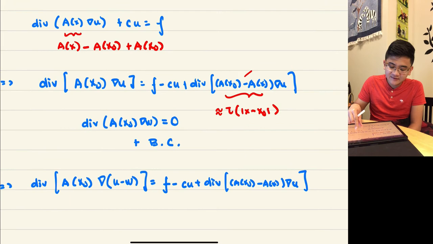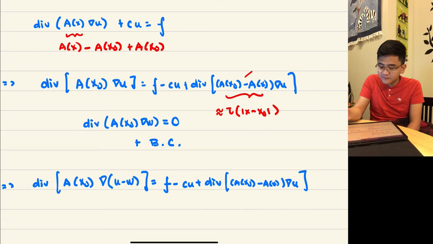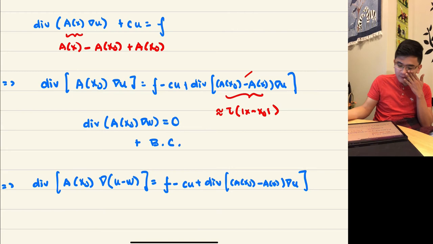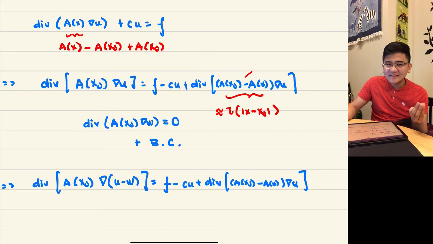So mainly that's the idea behind this. You perturb from x0 and then manage what's left, and then look at how you would estimate this difference between our solution u and a harmonic function w. The idea looks simple, but like they say, the devil is in the details. So the proof for today is going to be a bit technical, so please bear with me.